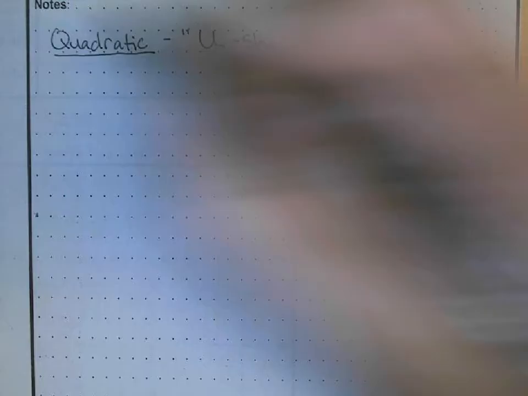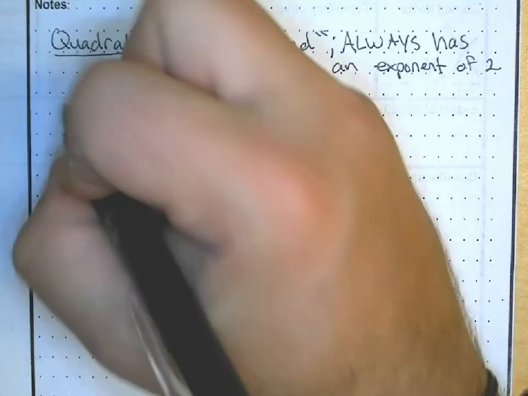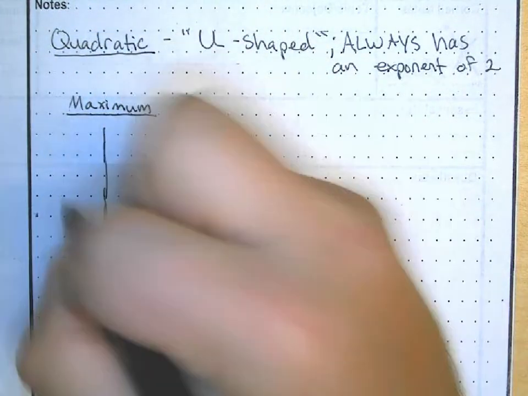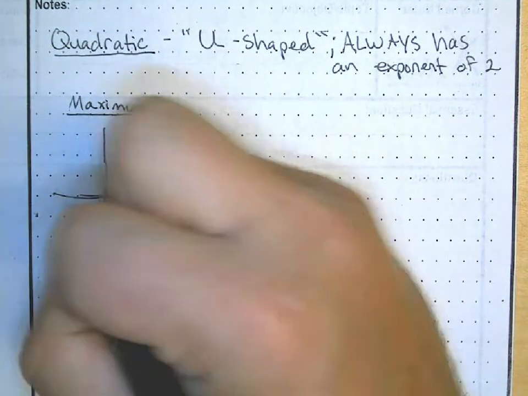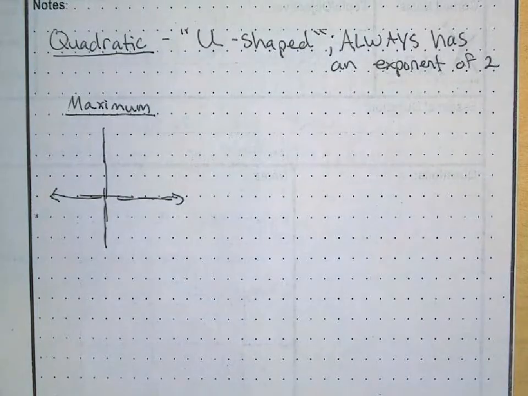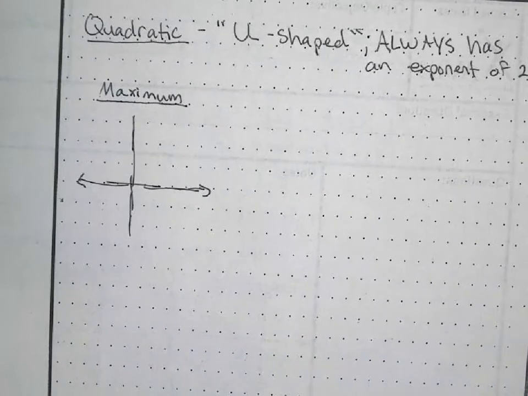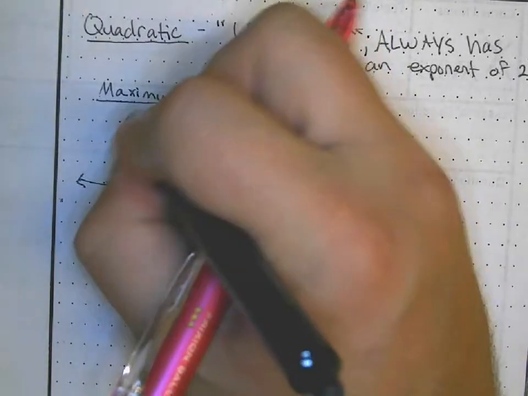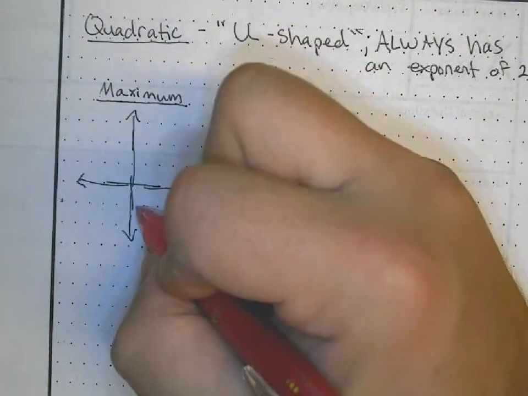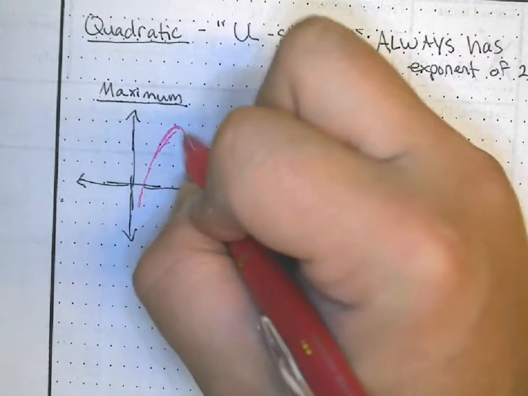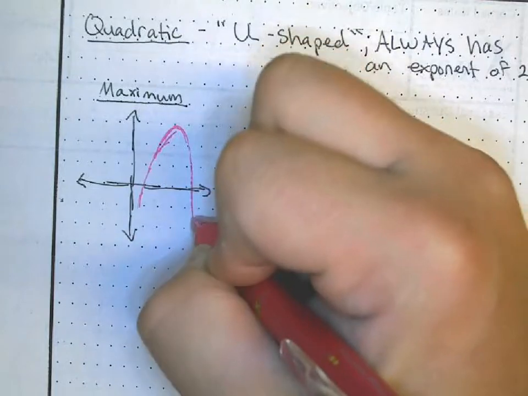So we'll have a minimum quadratic. Let's do the same order. So we'll do maximum quadratic. It's going to look something like this. So maximum quadratic will have a maximum value. So that means it's going to be shaped like a U. So it's got some curve to it.